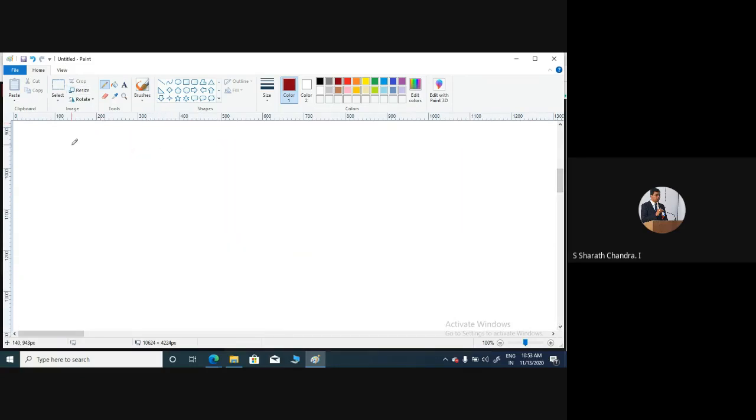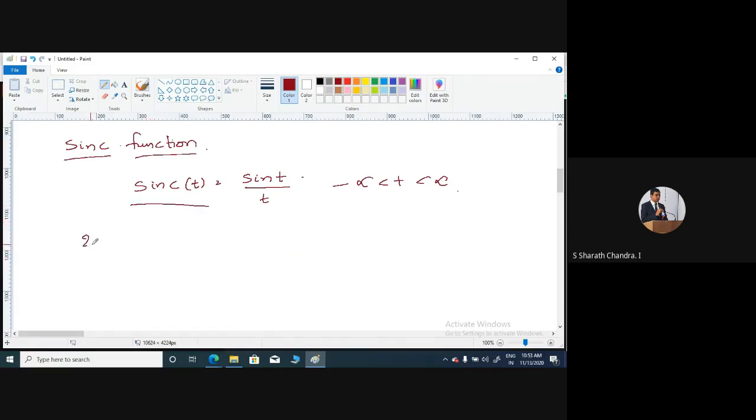Similarly, now I would like to define another function called the Sinc function, which might be known to you. You might have used this function extensively in your mathematics too. The Sinc function, Sinc of t, is defined as sin t by t for all values of t between minus infinity and plus infinity. This Sinc function oscillates with a period of 2 pi and decays with increasing values of t. Whenever t goes on increasing, the amplitude of the Sinc function goes on decreasing.